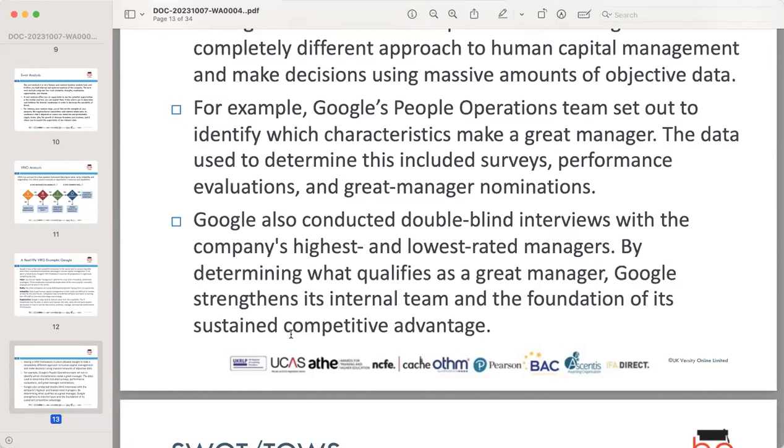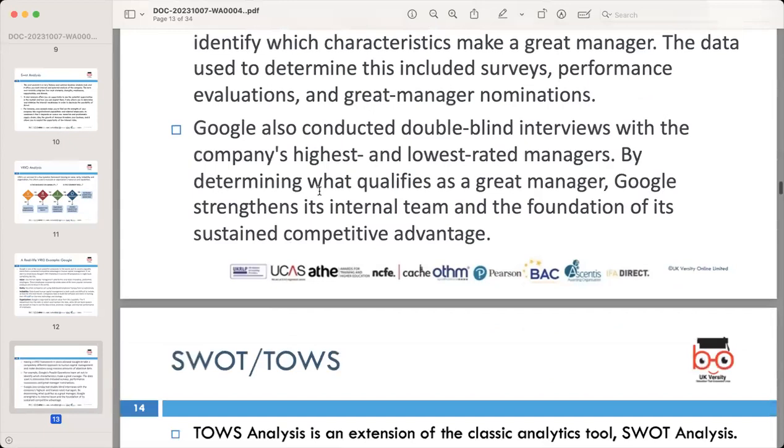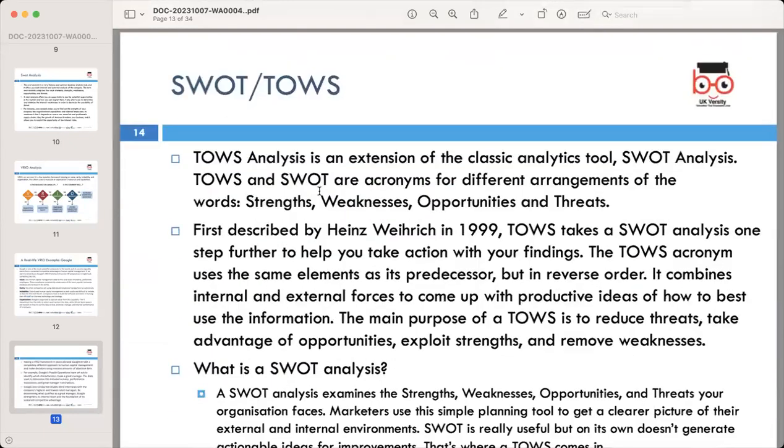Any questions so far or any comments, if anyone is there? Okay, SWOT and TOWS. Combining insights, let's talk about SWOT analysis and the extension of SWOT analysis. What is SWOT analysis? If anyone can comment on this, if anyone is there.